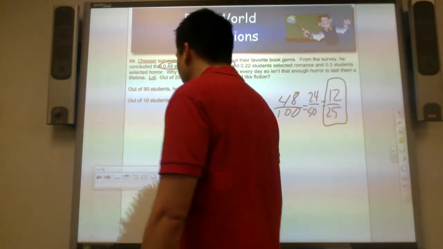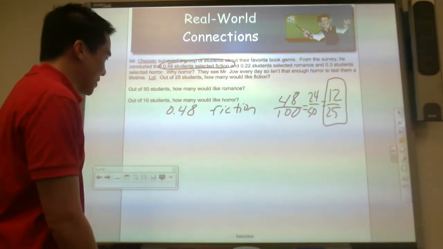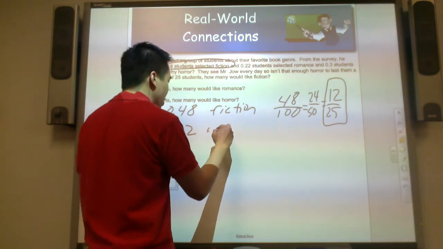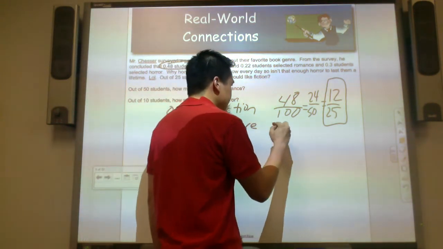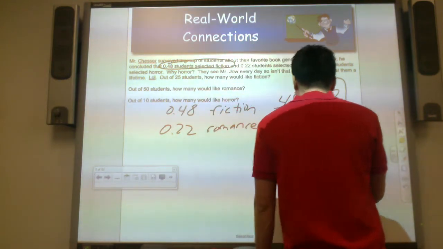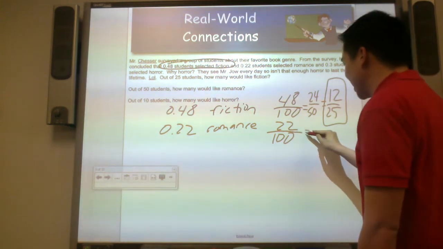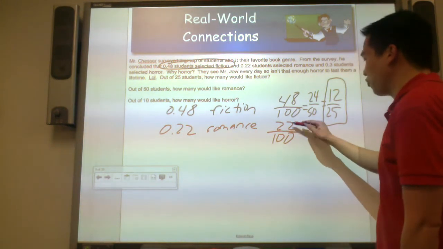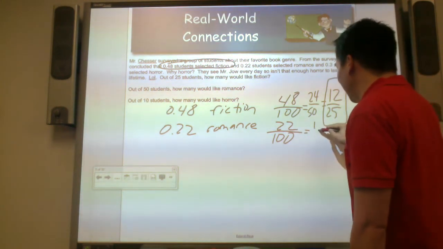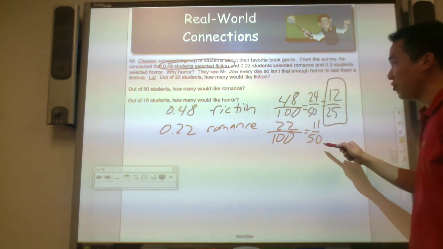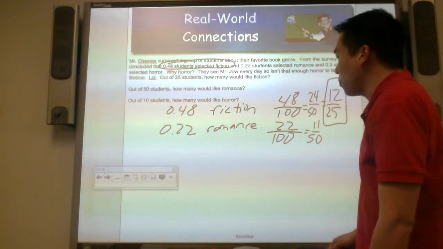Out of 50 students, how many would like romance? So you have 0 and 22 hundredths for romance. That's written as 22/100, meaning out of 100 students, 22 like romance. If you simplify this, both numbers are even, divide by 2, 11/50. That means 11 students out of 50 will like romance.